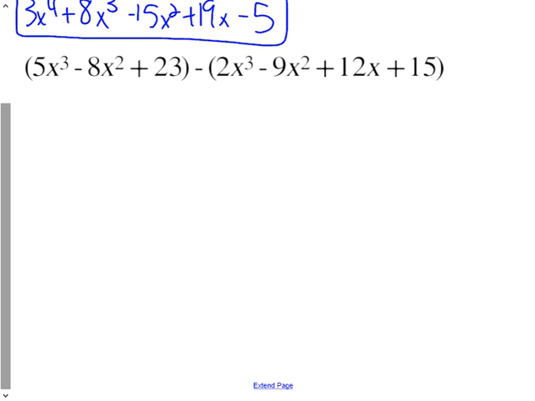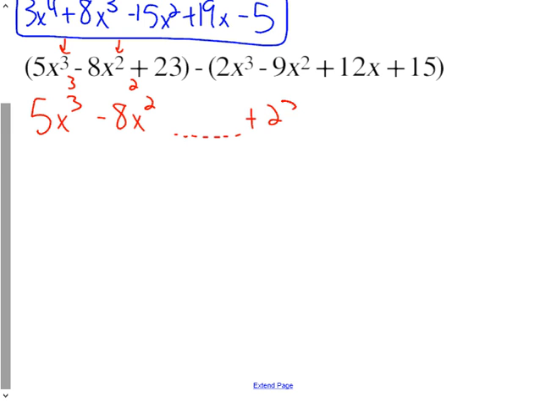Next one, notice there's a subtraction sign. So here's how subtraction works. I'm going to rewrite this first one, 5x cubed minus 8x squared. Now notice we're counting down 3, 2 degrees, right? What the exponent is. 3, 2. I have 0, 1, so I'm going to leave a blank here. That's a spot for the degree of 1, and then plus 23.